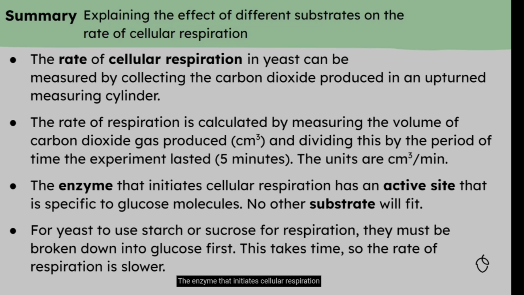The enzyme that initiates cellular respiration has an active site that is specific for glucose molecules. No other substrate will fit. For yeast to use starch or sucrose for respiration, they must be broken down into glucose first. This takes time, so the rate of respiration is slower.